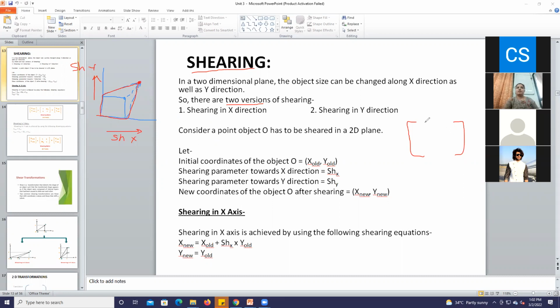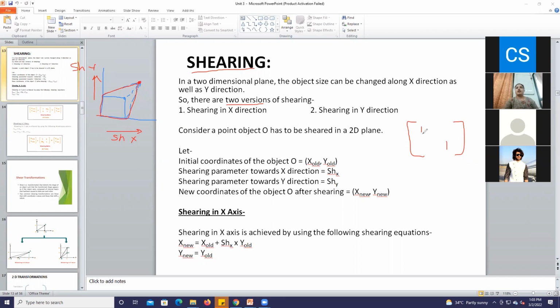These diagonal elements are responsible for scaling. Here we are writing Sx and Sy, the scaling factor along x and the scaling factor along y. So these are the diagonal elements which are responsible for scaling. Now, in case of shearing, the off diagonal elements are responsible. The diagonal elements are always 1 in case of shearing, and the off diagonal elements are responsible for shearing.